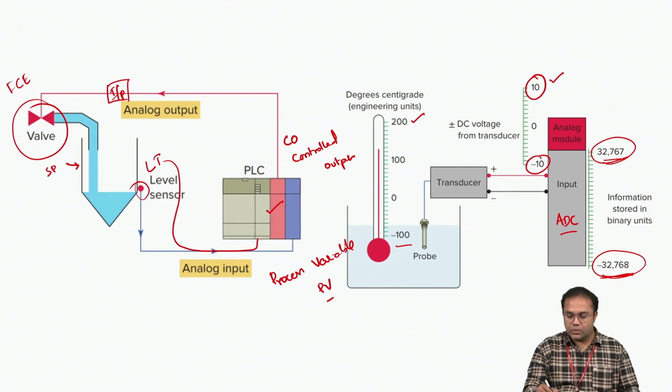And this digital value depends on the resolution. Sorry, the digital value depends on the bits, right? How many bits the ADC has. In the market we get 8-bit, 12-bit, 16-bit, like that. So depending on the bit size, the digital value is going to change, right? So this is how it works, right?